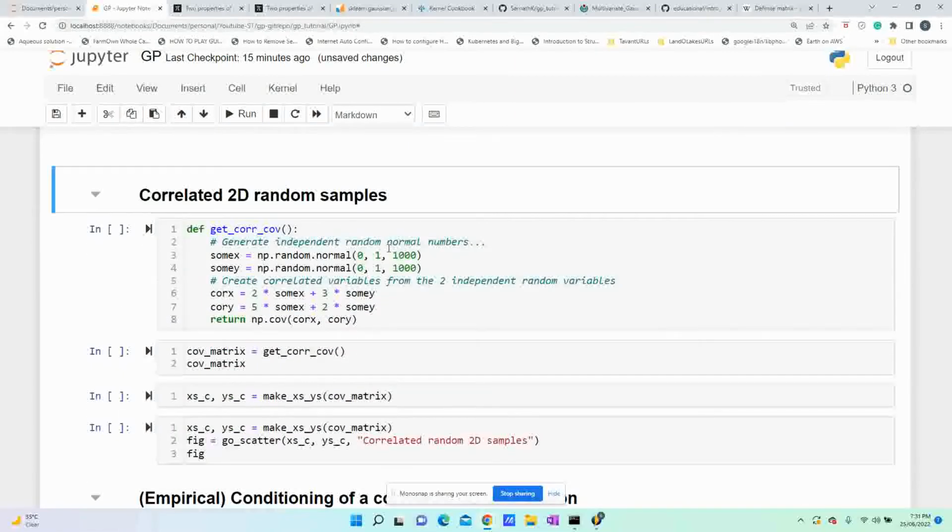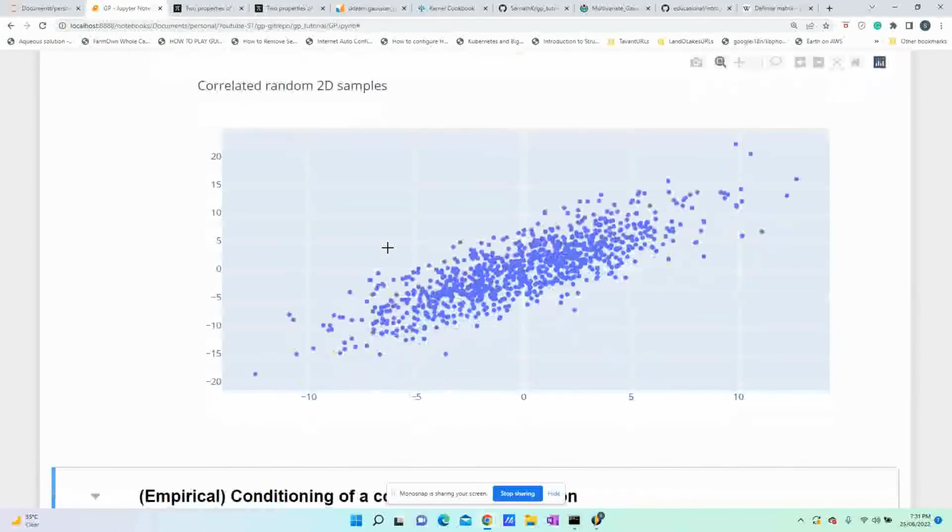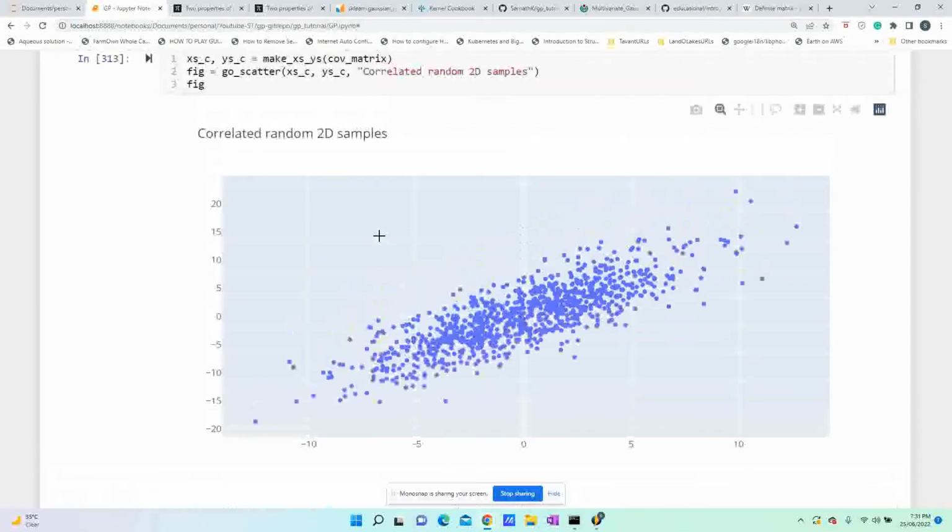Let's say that instead we look at some correlated samples. How does a correlated 2D sample look like? This is how a correlated sample looks like. So in this case, when x is positive, y is also positive. When x is negative, most likely y is negative, right? So there is some kind of a dependence between x and y.